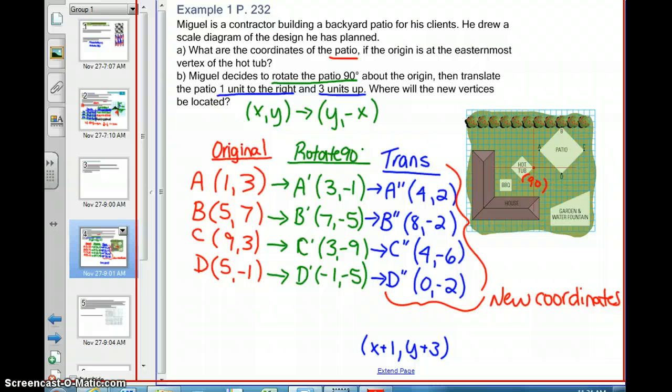So the new coordinates of your patio would be here in red, your final transformation. Now, make sure that you're always performing the transformation on the previous column. So when you're translating, you were adding 1 and adding 3 onto the ones in the green column. When you're rotating, the numbers in the red column. Okay, so you're always doing the one before.